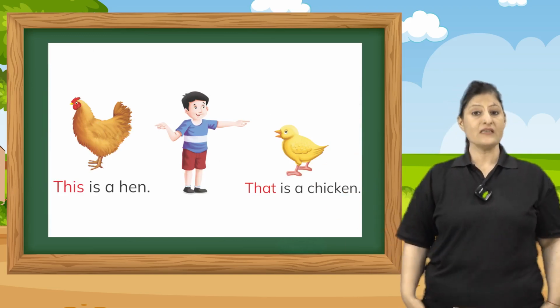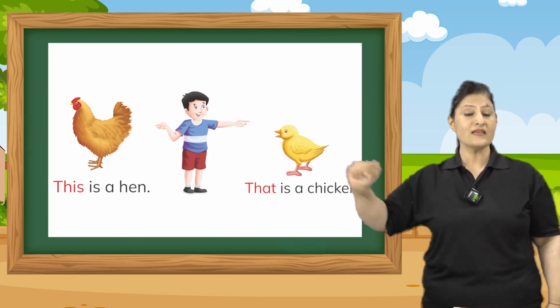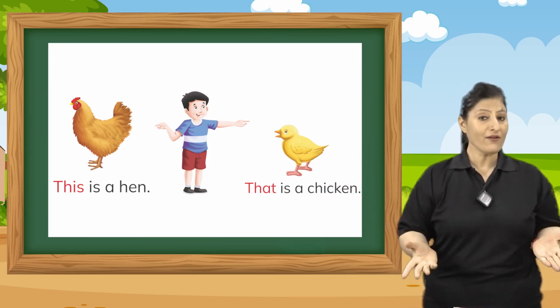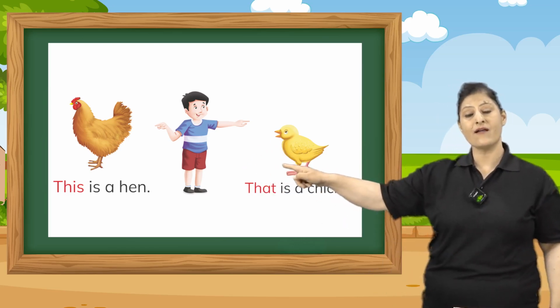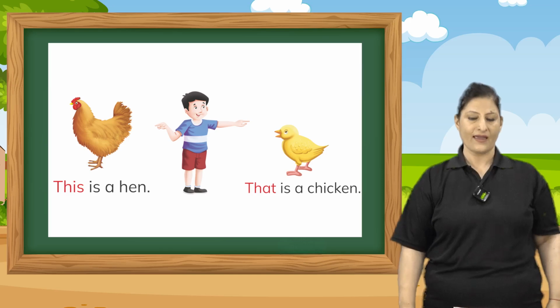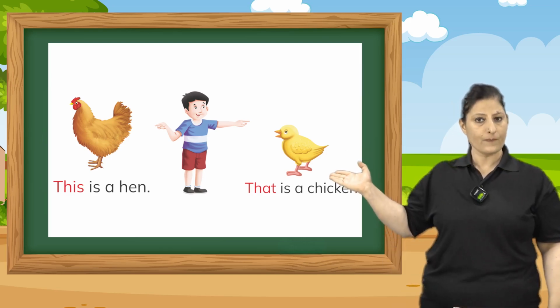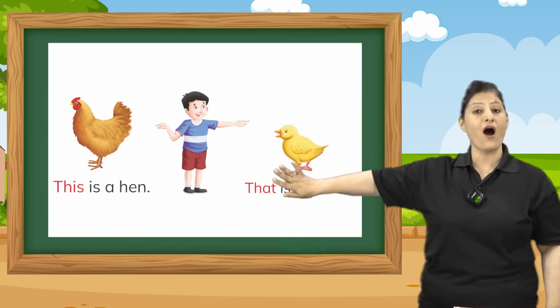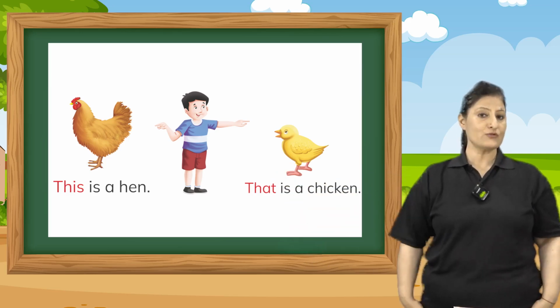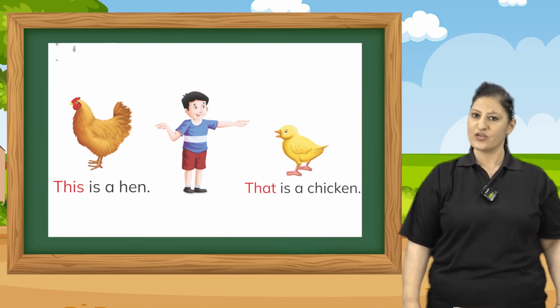The first one is, this is a hen. Why are we using the word this? Because see, the hen is near a boy. And look at that chicken or the chick. The chick is far, door hai na? That is why we will use the word that: that is a chick.